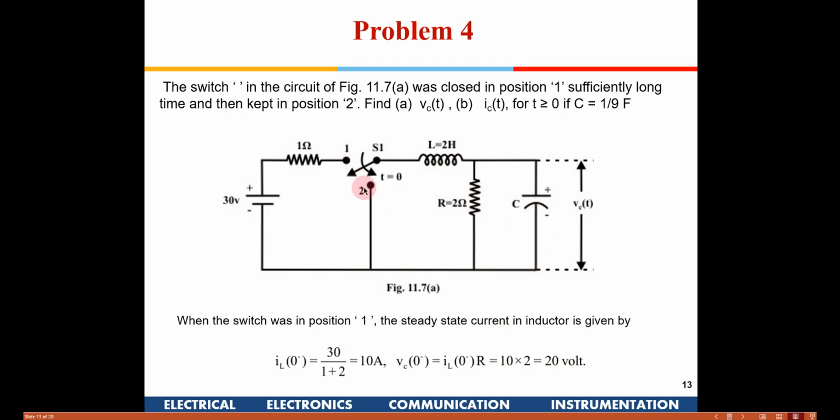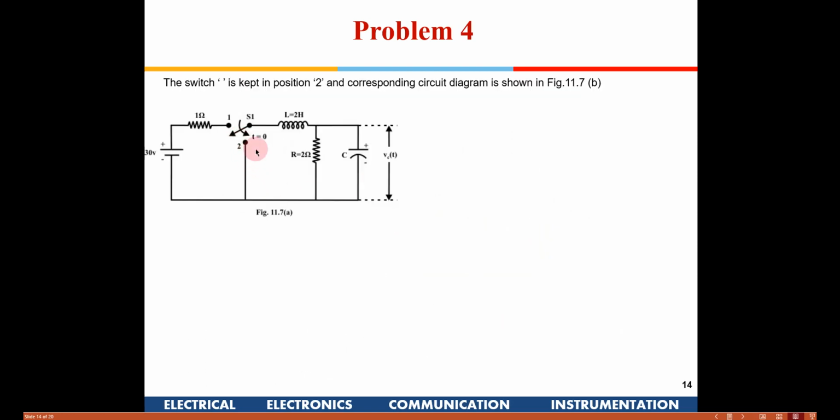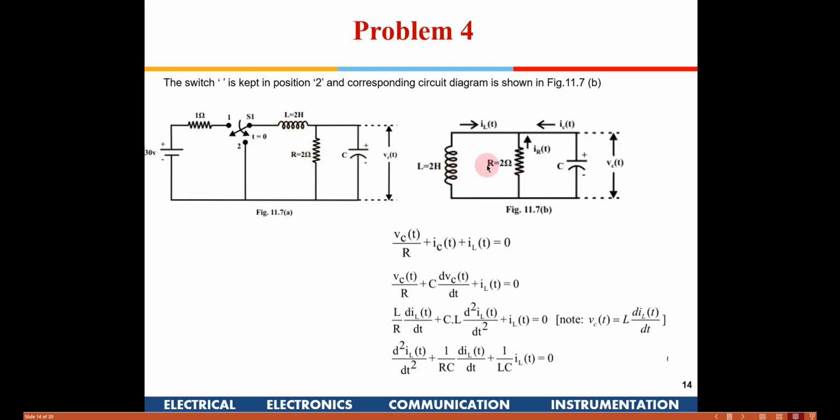Now you are throwing this switch to position number 2. If you see, once you are throwing it into position 2, this will become a parallel RLC circuit, without a forced response. There is no external source applied now, because once it is thrown here, it goes out of the loop. So this is a parallel RLC circuit.